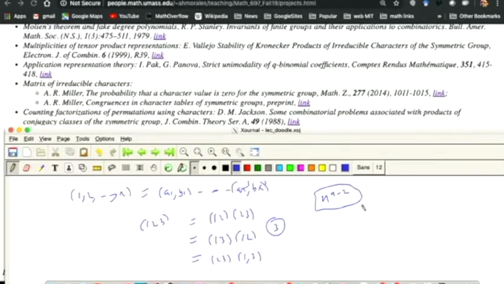Okay, and there's a really nice bijection explaining that. You can also arrive at this result using characters. So this is what this paper of David Jackson is about.